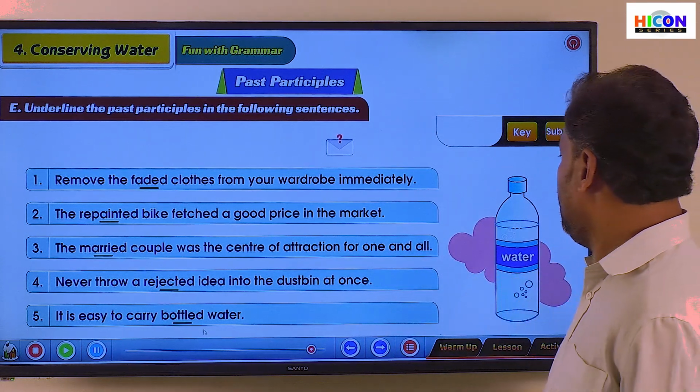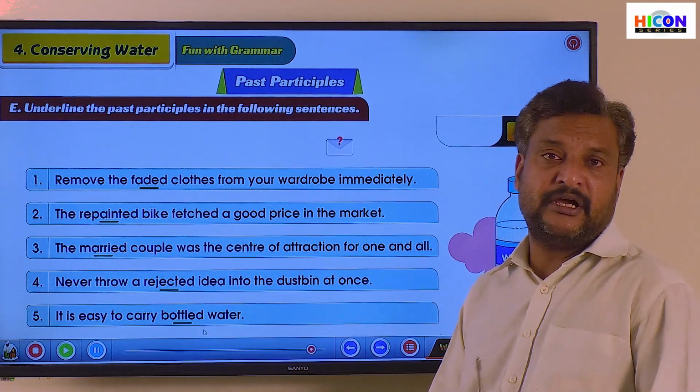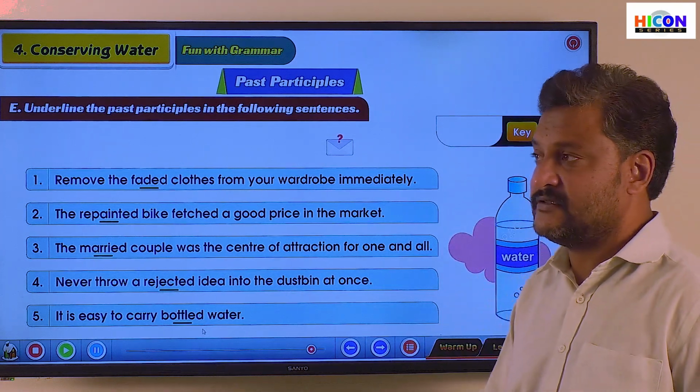Right? So now I will keep this screen the same for another minute so that you can read these sentences and identify the past participles again by yourselves. Right?